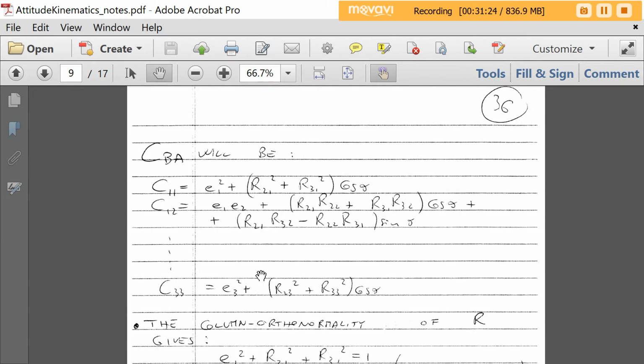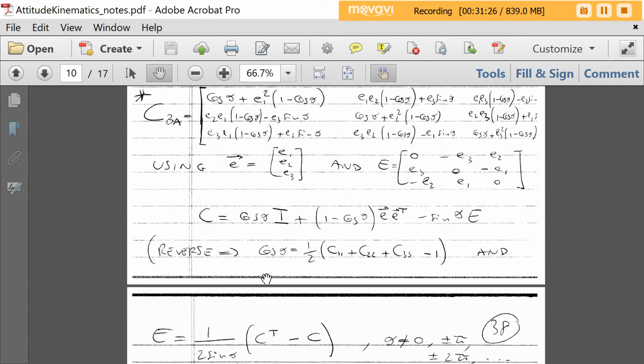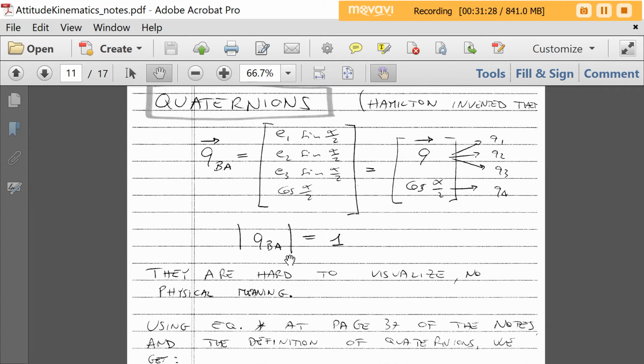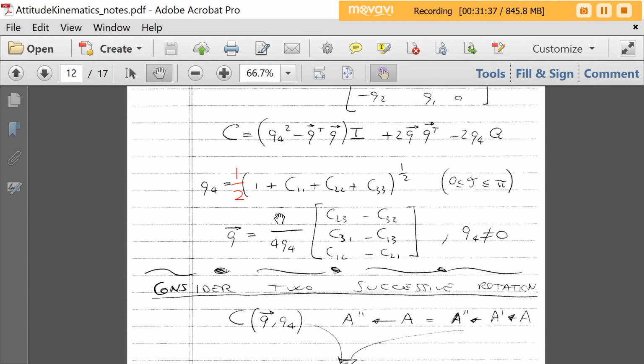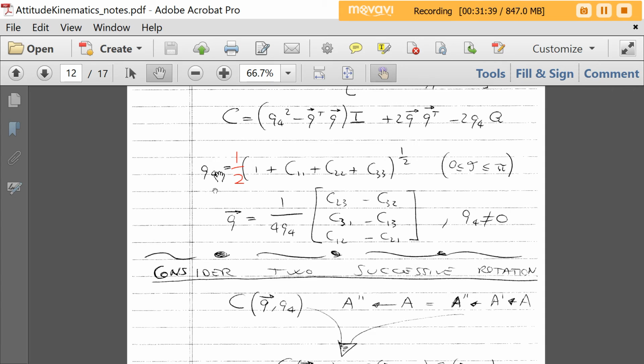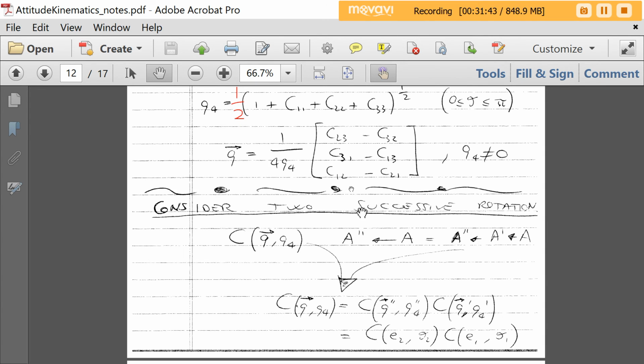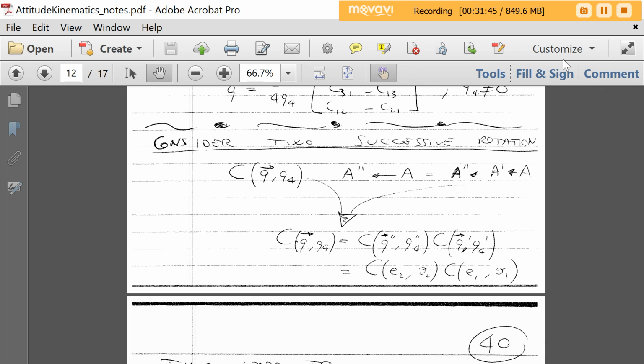And the same story is down here for the quaternions. Once I define quaternions, I know that each of these 9 numbers in the DCM can be expressed by a combination of the quaternions, and this is how I extract the quaternions themselves: q4, the scalar part, and the vector part. And if there are any questions, we can talk more in class. Thank you.